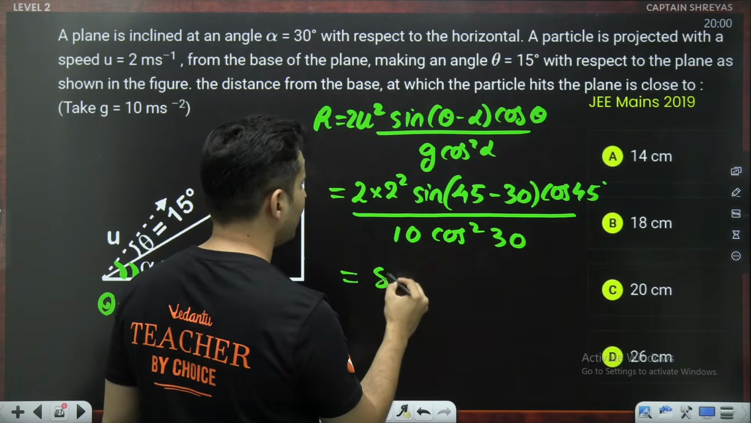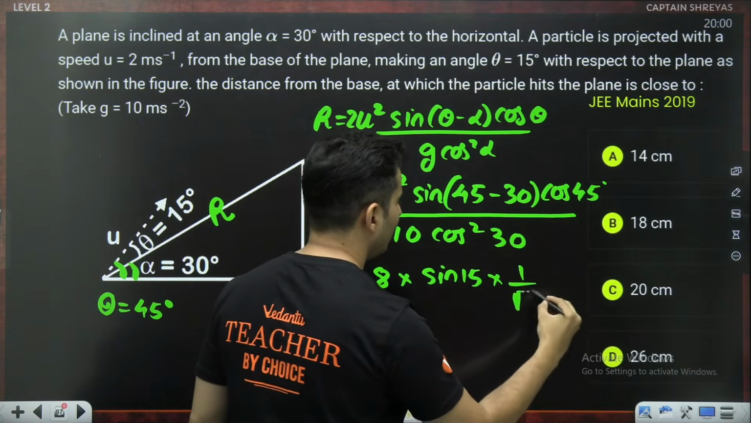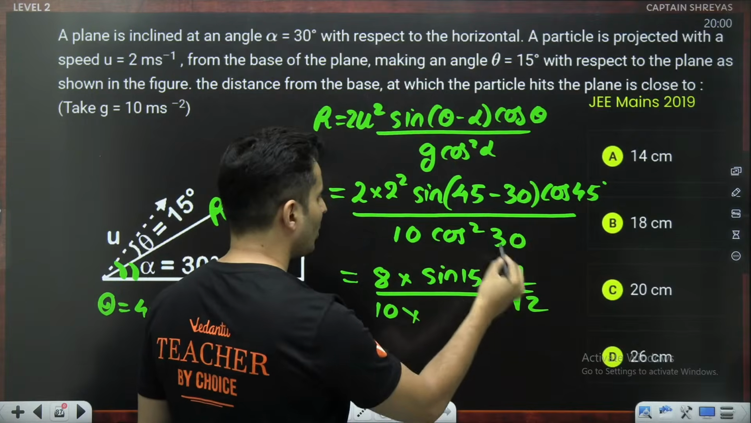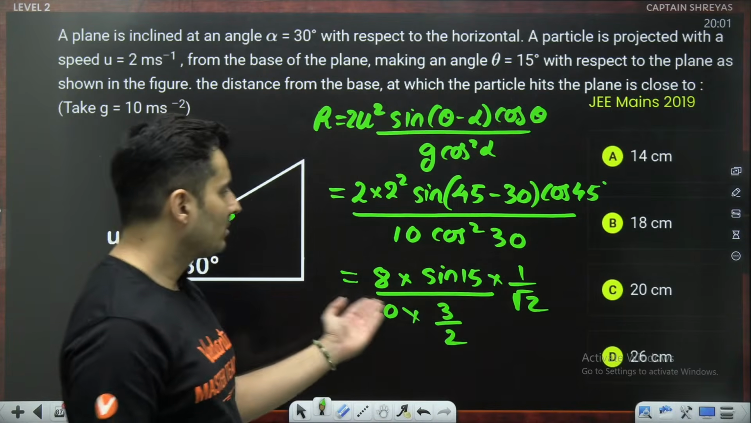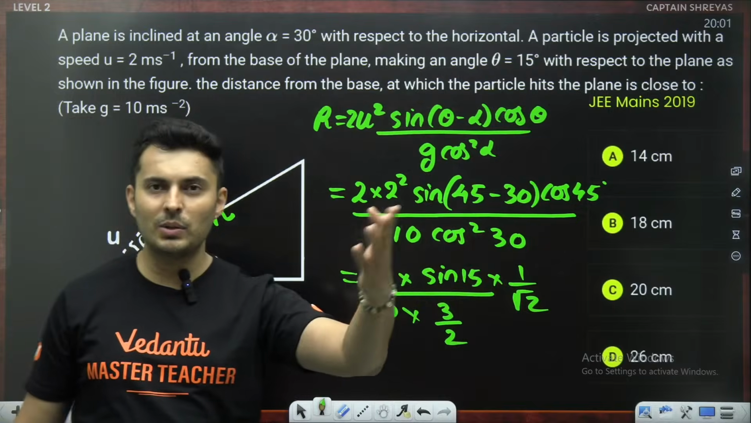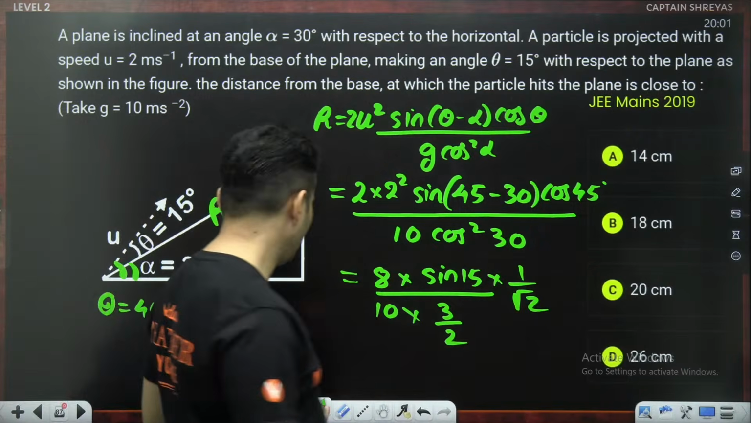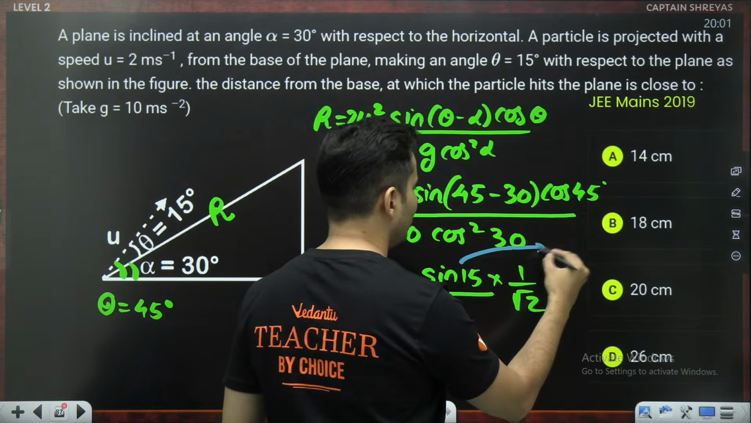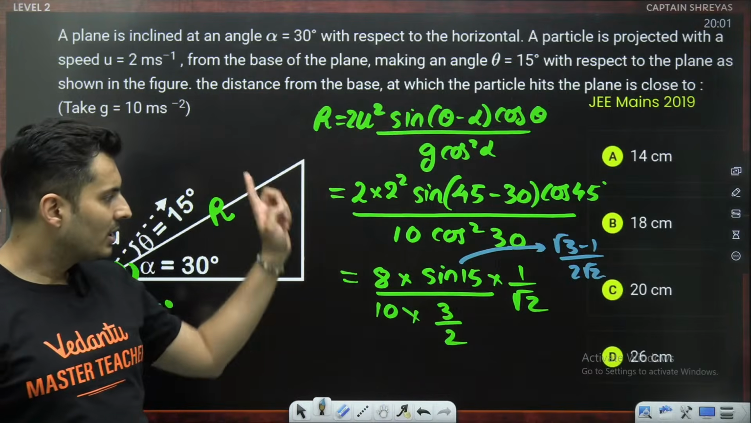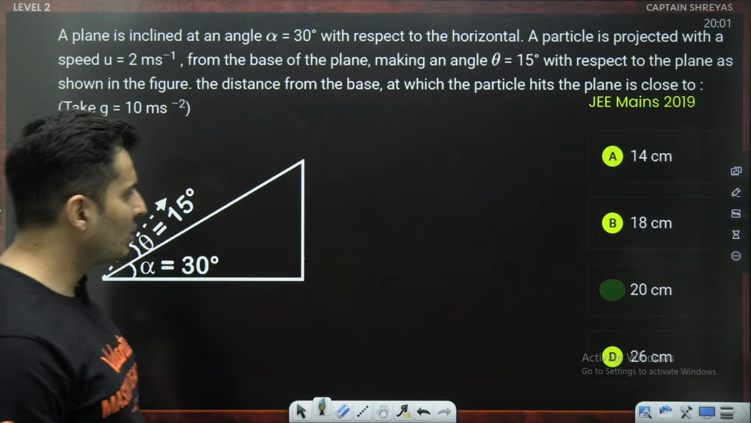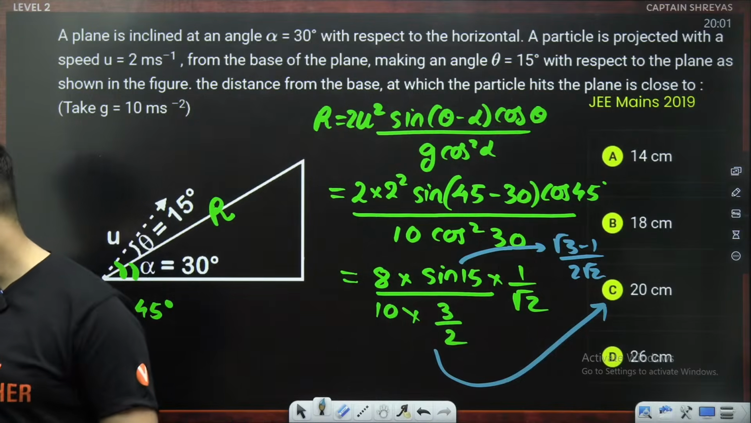2 into 2 square is basically 8. Then sine of 15 degrees. Cos 45 is 1 by root 2. And then you have 10 over here. Cos 30 is root 3 by 2. Square it will become 3 by 4. That's it. So now solve this, guys. Sine 15, you know the value. It is root 3 minus 1 divided by 2 root 2. Everybody knows the value of sine 15? Yeah, everybody knows this. Substitute, solve it, and you will get the answer. After solving all of this, the answer comes close to 20 centimeters.